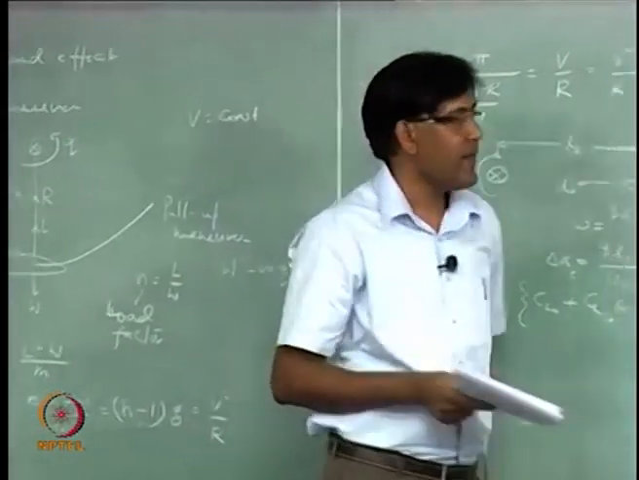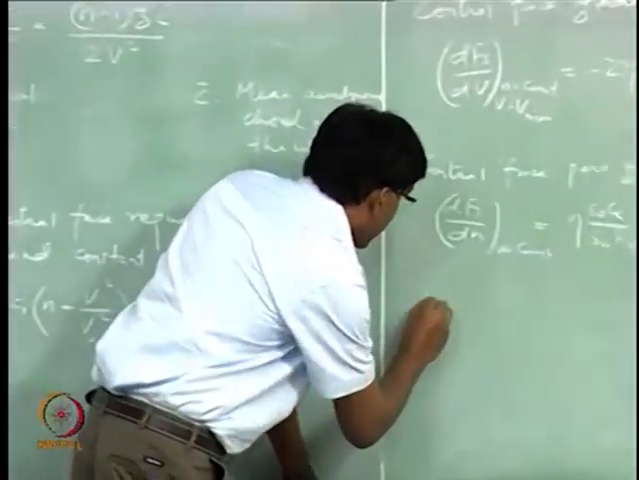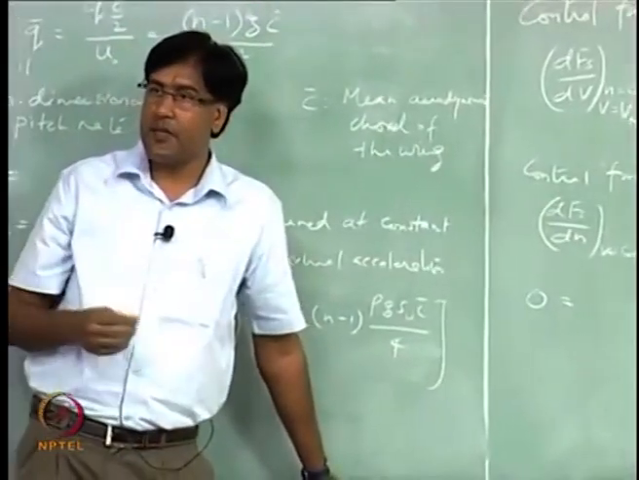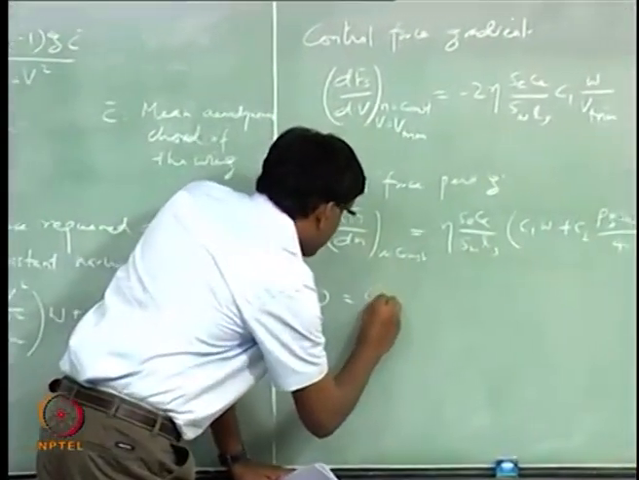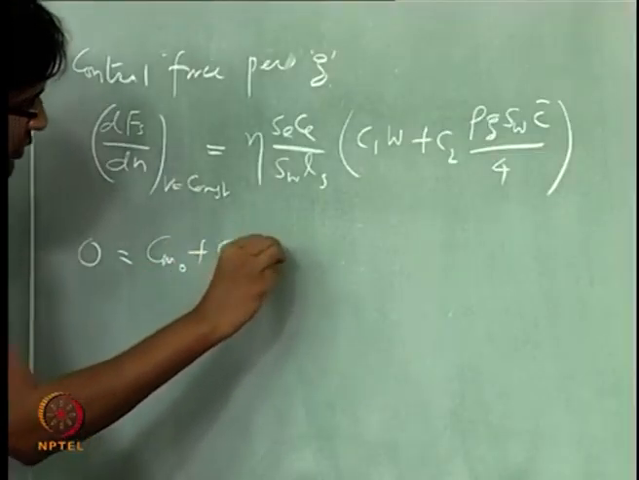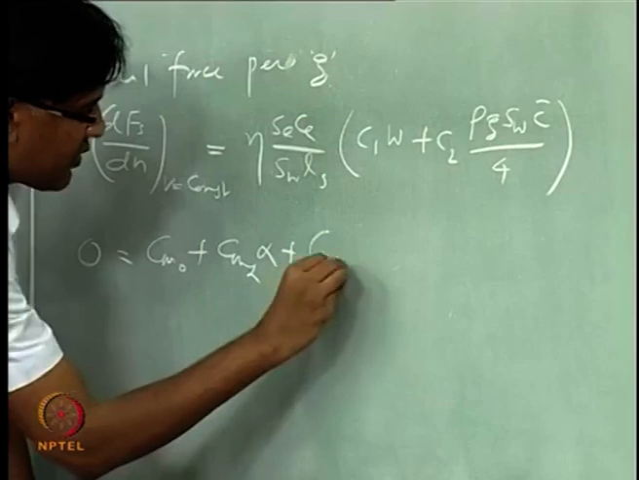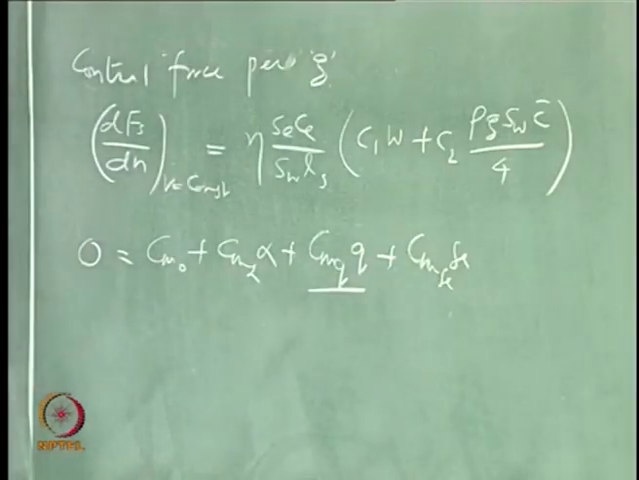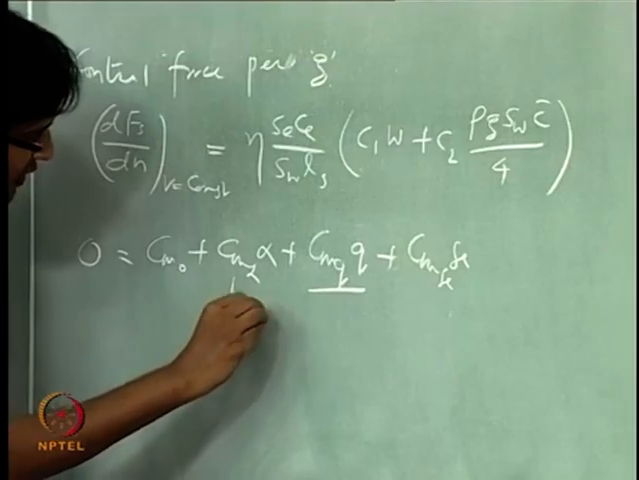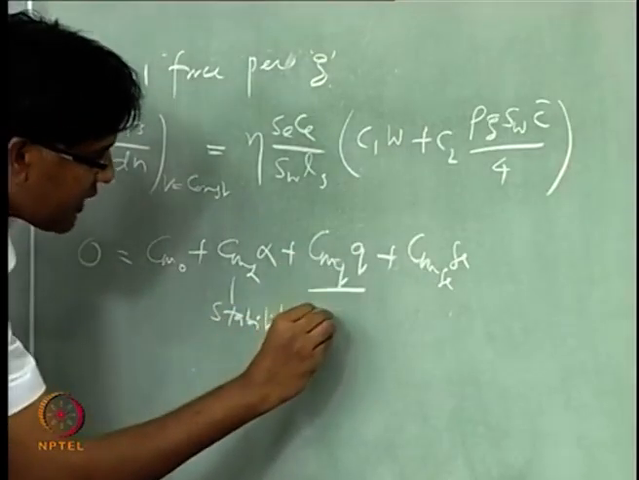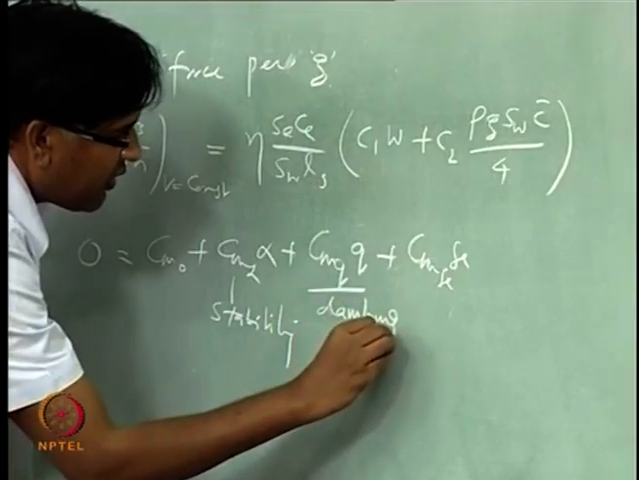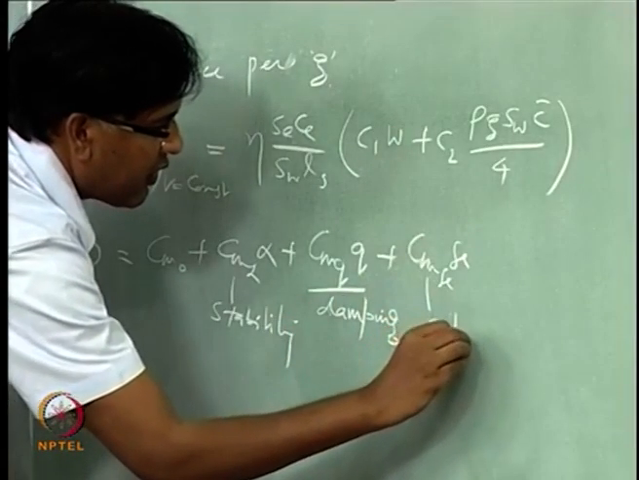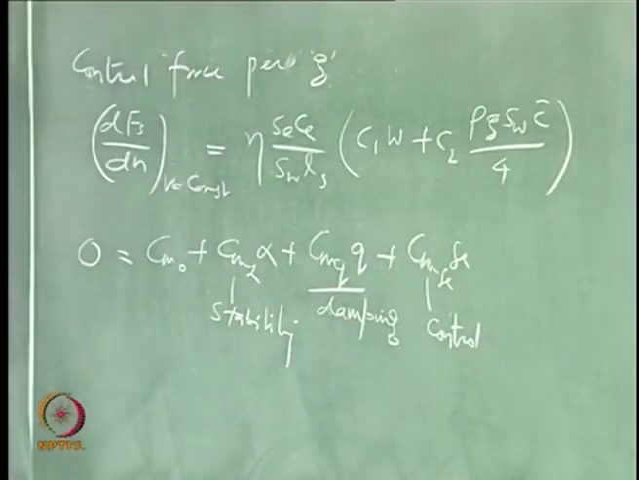damping derivative. Okay. So, now if you want to look at the trim condition, which is Cm Cg equal to 0, that will have one more term, and that is this Cmq, okay, and Cmq is the damping derivative. Stability, damping, control. Right.